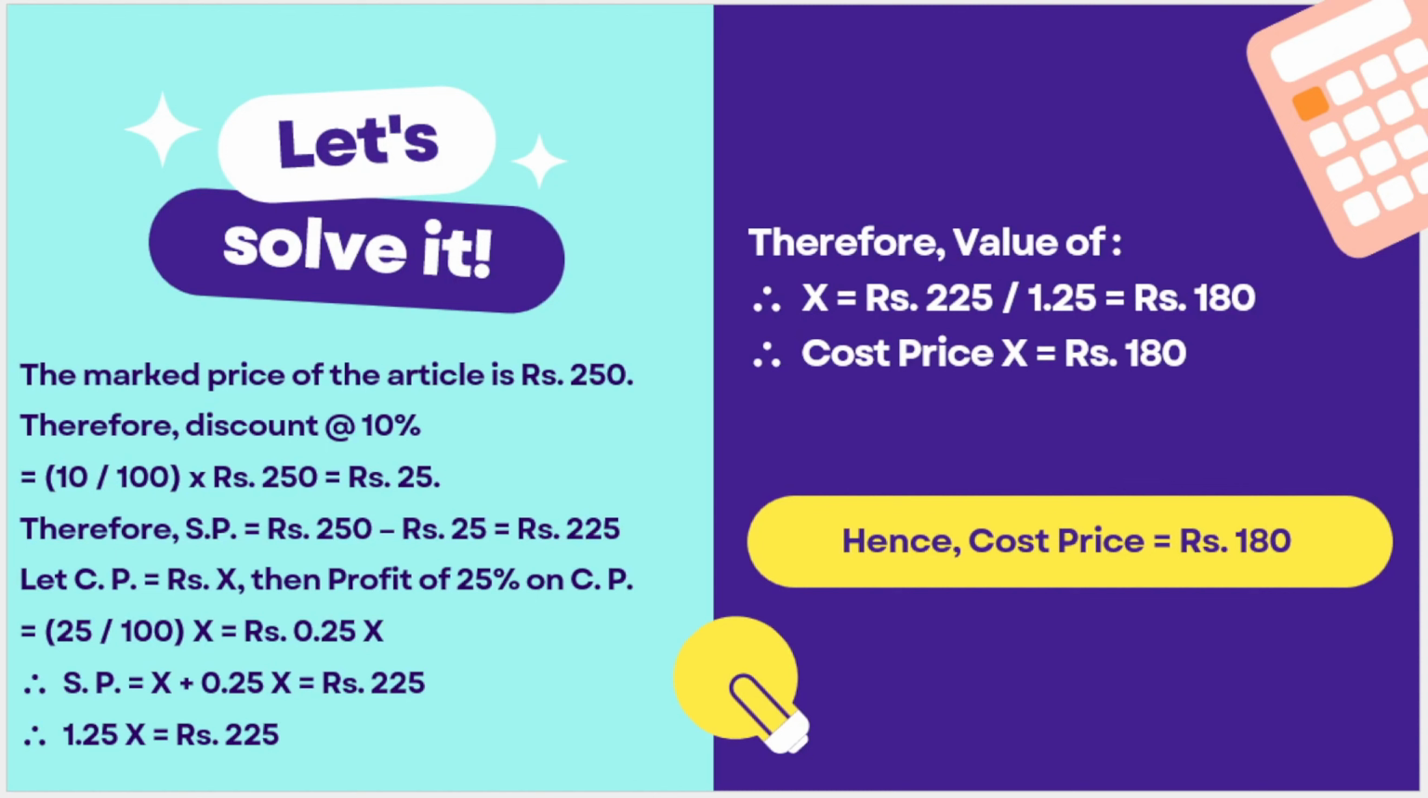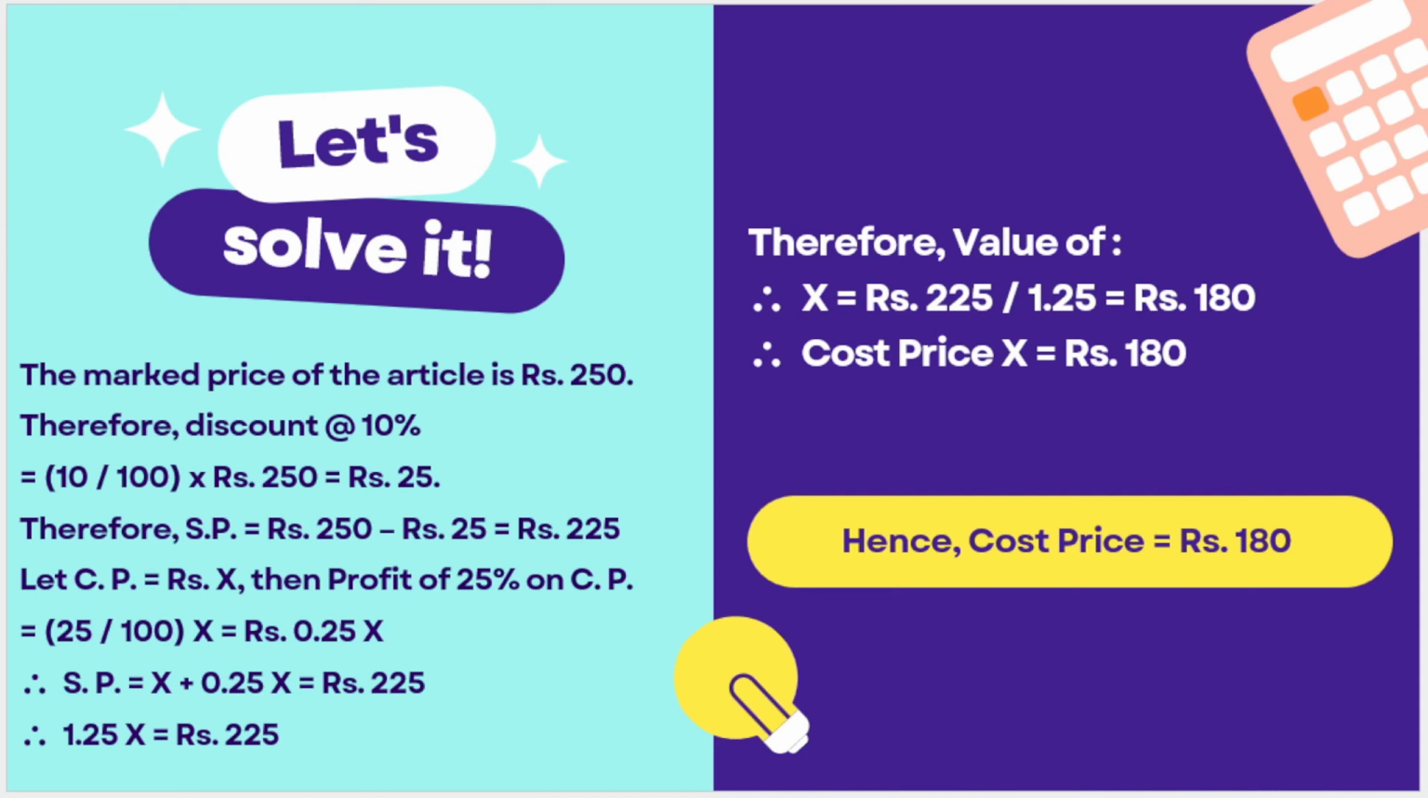Solution to example 9: the marked price of the article is given as rupees 250. Therefore, discount at the rate of 10% can be calculated as 10 divided by 100 multiplied by the marked price of rupees 250, which is equal to rupees 25. Therefore, the selling price can be calculated as marked price of rupees 250 minus discount of rupees 25, which comes to rupees 225.